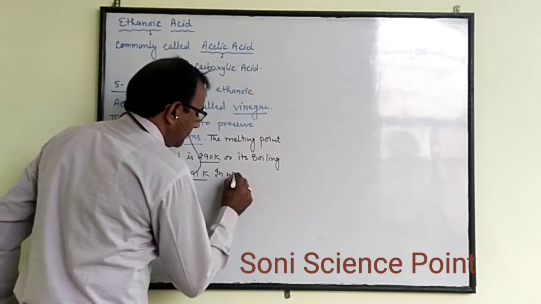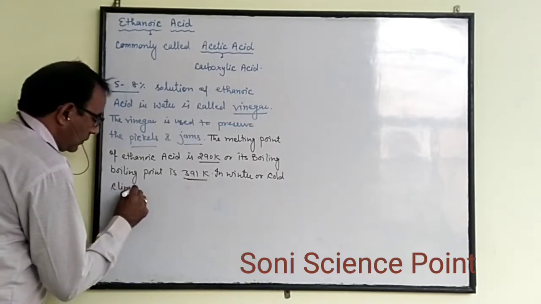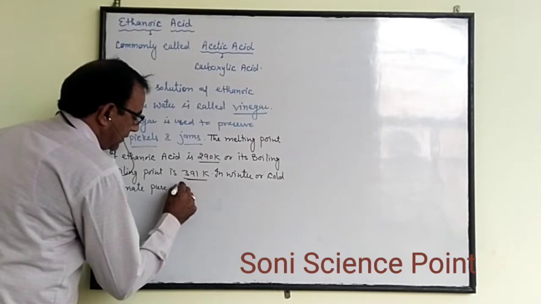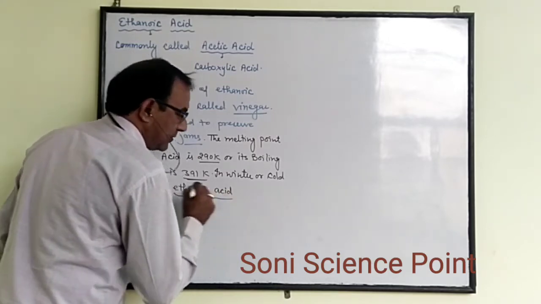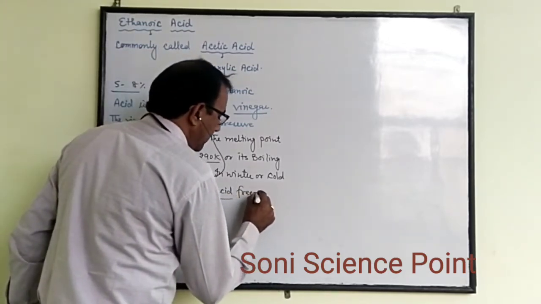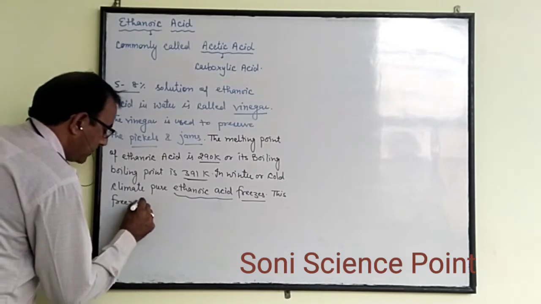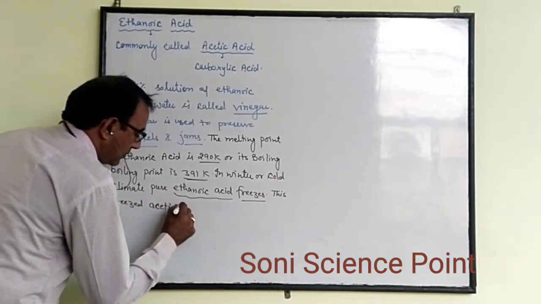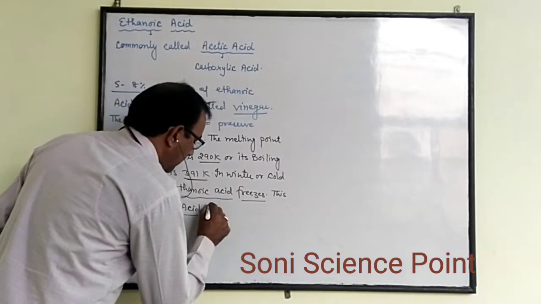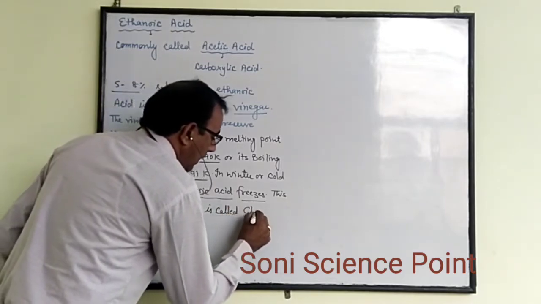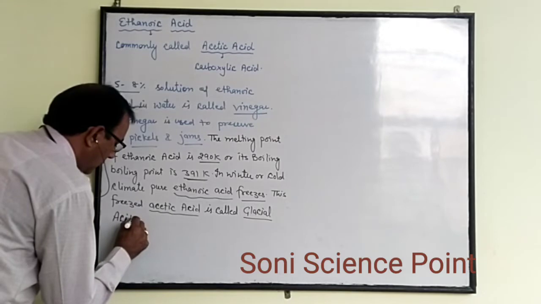In winter or cold climate, pure ethanoic acid, we can also say acetic acid, freezes. This frozen acetic acid, or frozen ethanoic acid, is called glacial acetic acid.